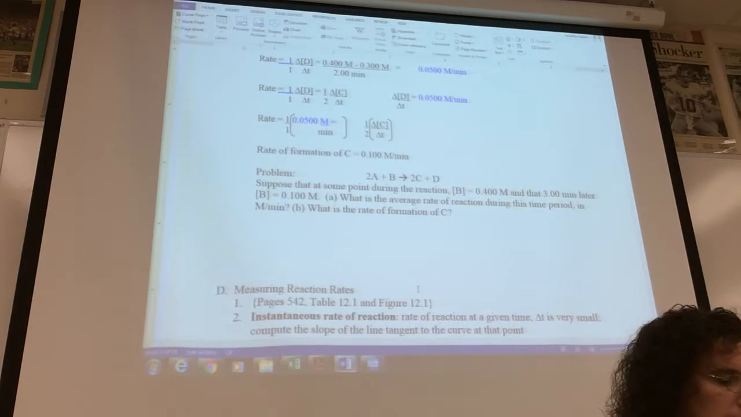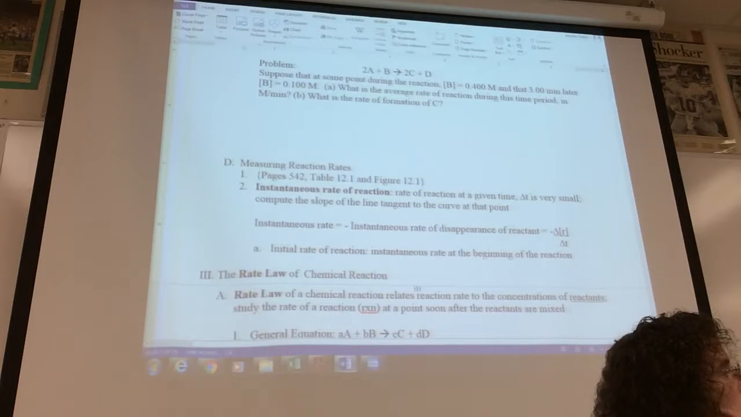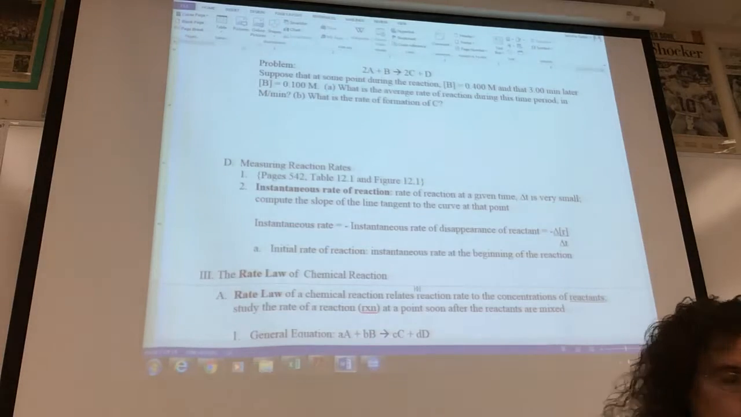I'm going to pull it to the top. Suppose that at some point during the reaction the concentration of B is 0.4 and that 3 minutes later it's 0.1. What's the average rate? Okay, let's take a look.